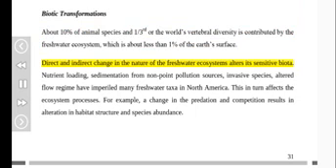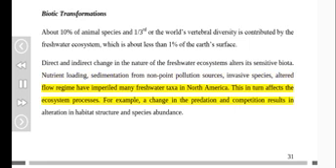Direct and indirect change in the nature of the freshwater ecosystems alters its sensitive biota. Nutrient loading, sedimentation from non-point pollution sources, invasive species, altered flow regime have imperiled many freshwater taxa in North America. This in turn affects the ecosystem processes. For example, a change in the predation and competition results in alteration in habitat structure and species abundance.